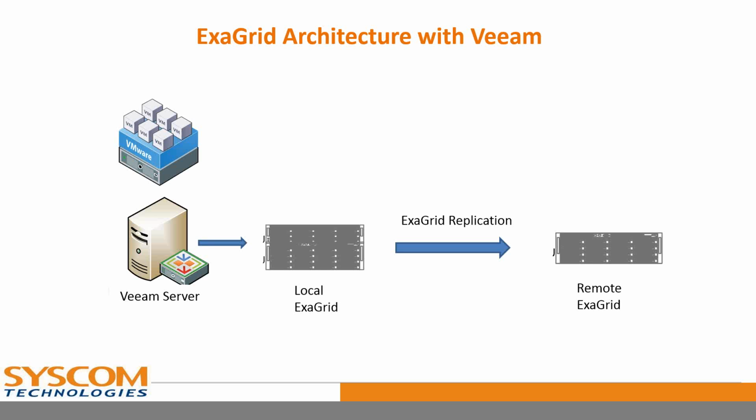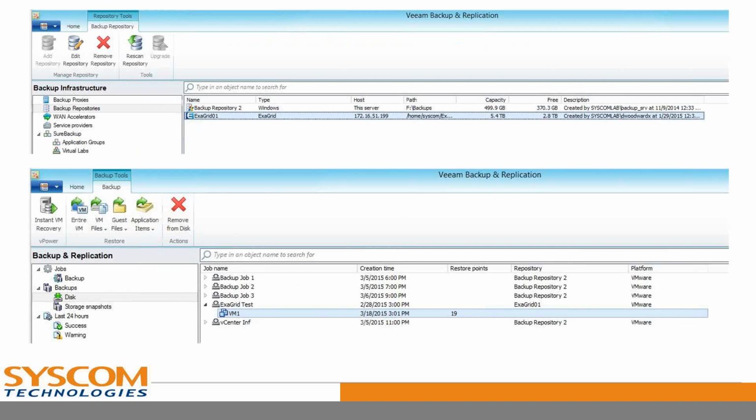So this gets your 3-2-1 rule, basically having 3 copies of your data. You've got your one on-site regular production data, then you've got your backup copy on your local ExaGrid, and you've got your third copy on your remote ExaGrid. So here's a look at the ExaGrid interface, again, for you guys who are not familiar with the ExaGrid.